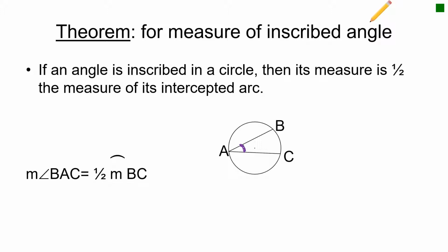So make sure you get this and the picture written down in your notes, because if we just wrote this down, but we don't have a picture to reference it to, you might look back in your notes and be like, what the heck did I mean when I wrote M angle BAC is equal to half M arc BC?